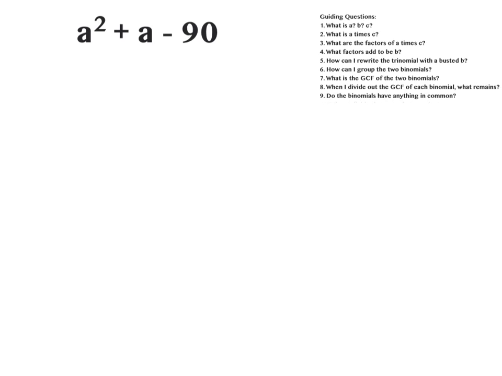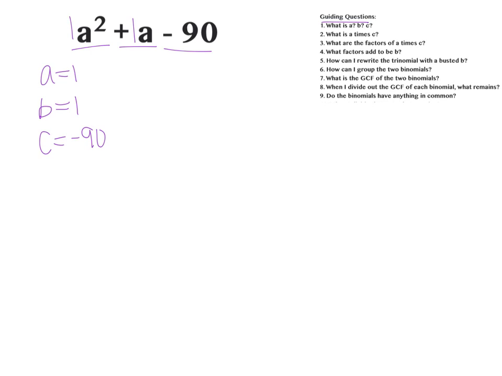So the first question I'm going to ask myself is, what is a, b, and c? This is really familiar to us. A is the number with the quadratic term, b is with the linear term, and c is the constant. When I look at a squared, I know there's a 1 in front of it, so a is 1. And the second term, plus a, also has a 1 in front of it, so b is also positive 1. And then my constant is negative 90. So that's my first question: what's a, b, and c?